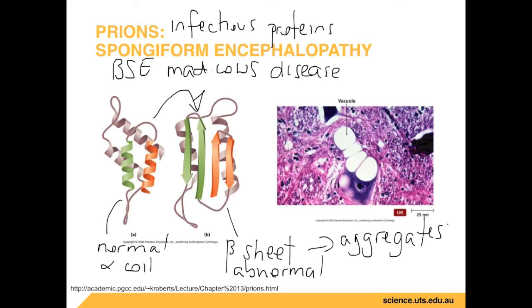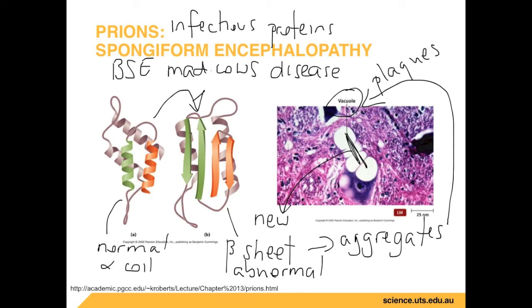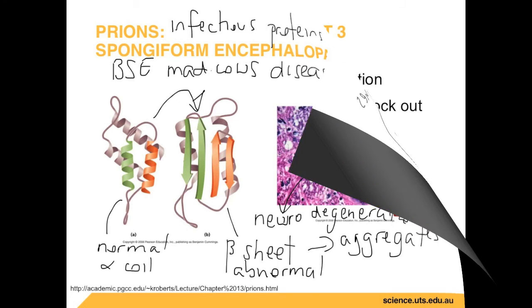This aggregation within the neuronal cell leads to formation of plaques. These plaques look like holes. And where we've got these plaques, it leads to neurodegeneration. This neurodegeneration leads to a dementia-like illness.